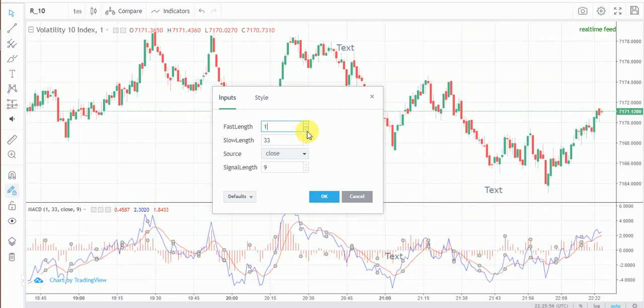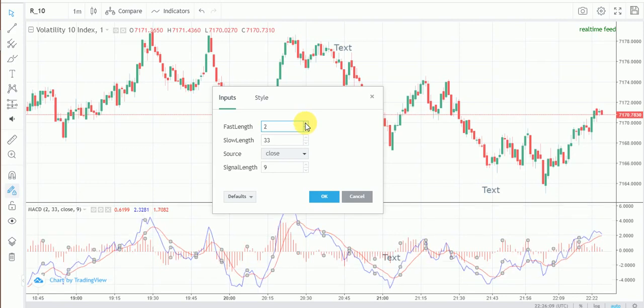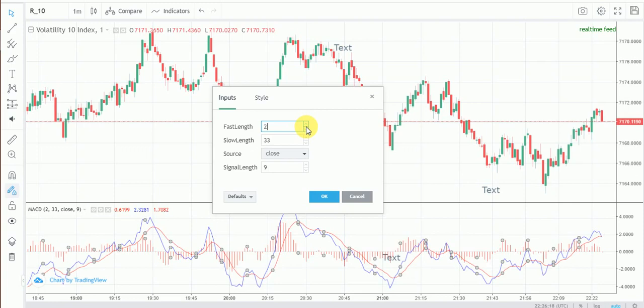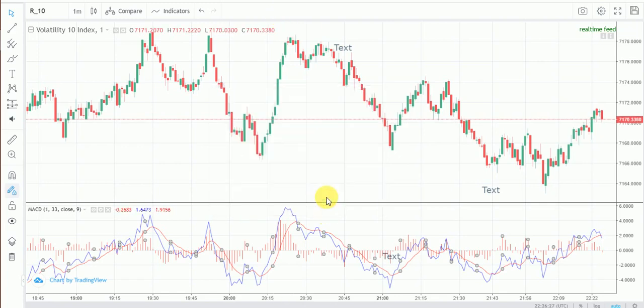I prefer the fast length to be reduced to 1, typically, so that this fast length can help us. Okay, let's make it 2. It will help us to just be able to tell exactly what is going on, 2 on a better range, 1 on a very quick range. Okay, let's leave it at 1. Leaving it at 1, saving it.